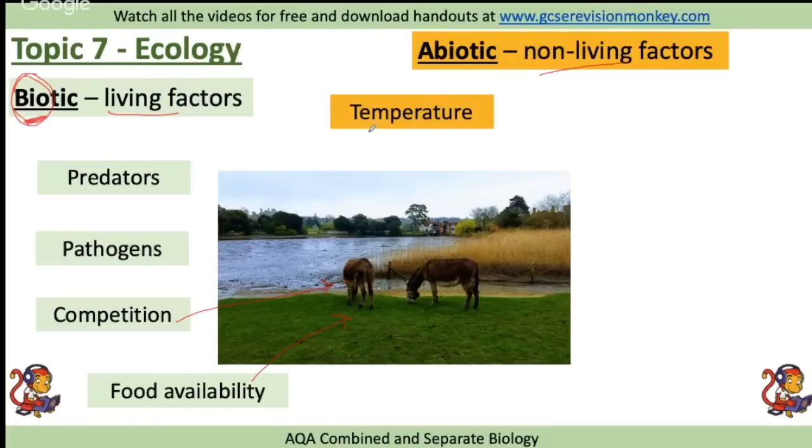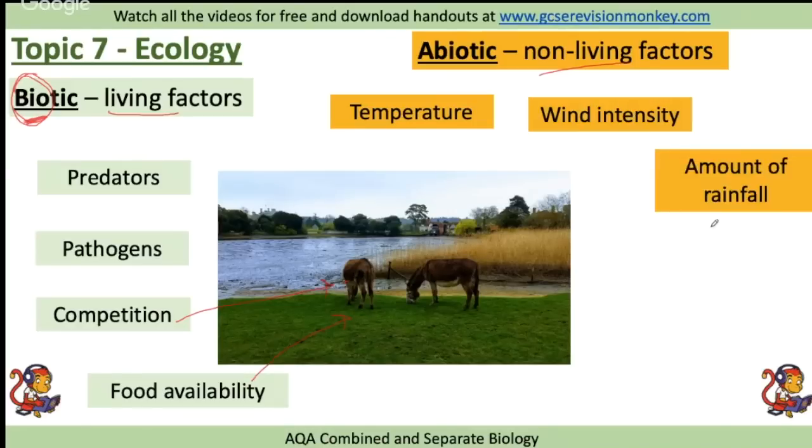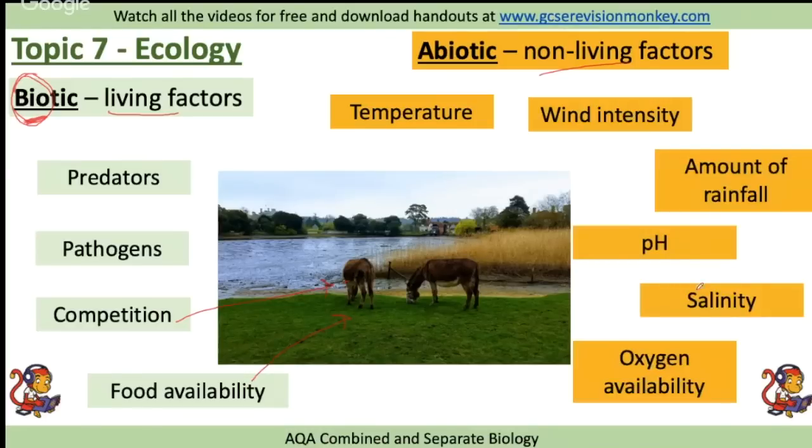So temperature would affect that ecosystem, wind intensity, amount of rainfall, pH, salinity, which is how salty it is, and oxygen availability, for example. Have a look at what situation you're given, because if you're talking about oxygen availability, you're only talking about aquatic environments. So if we're talking about the water here, we'd be talking about things like how salty it is and oxygen and temperature. But obviously we wouldn't be talking about wind with that one so much.